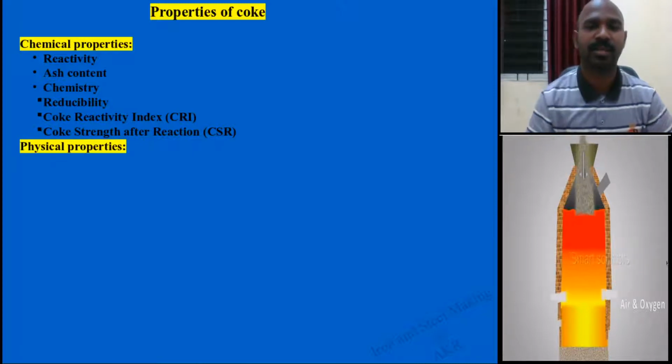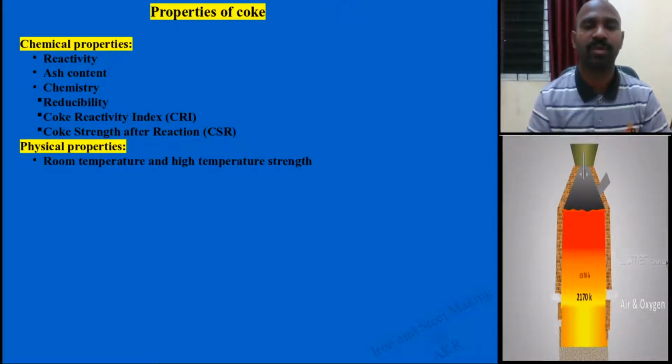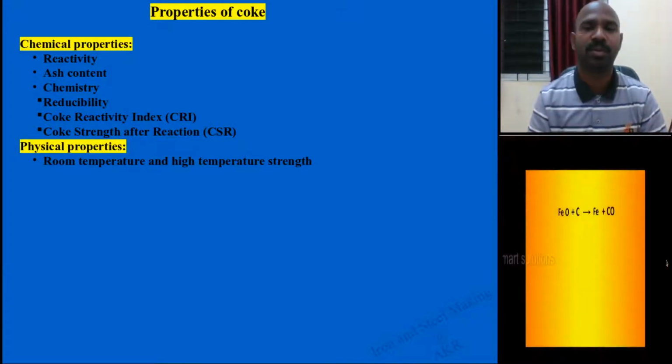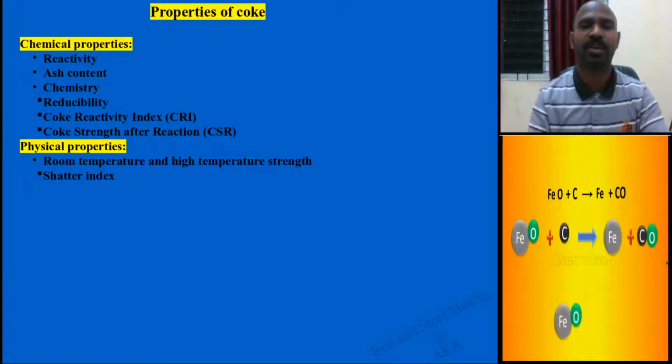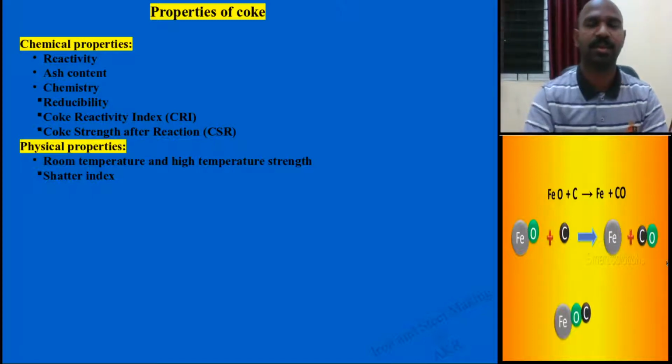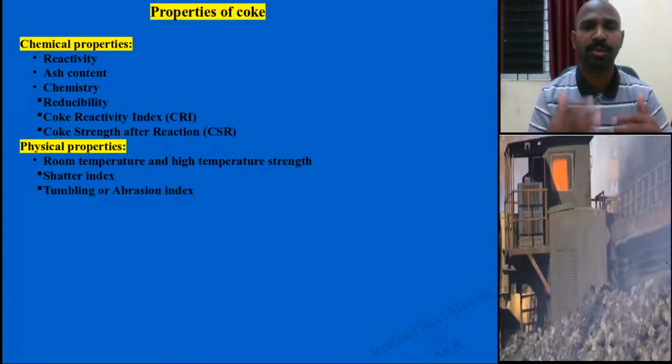Now coming to the physical properties. What are the physical properties of the coke? Room temperature and high temperature strength. What is the strength when it is at room temperature, and as the temperature goes up, what is the strength? What is the burden bearing capacity of the coke? Shatter index. How do you calculate the shatter index under the impact load, which will be discussed in today's lecture in a few minutes. And tumbler or abrasion index.